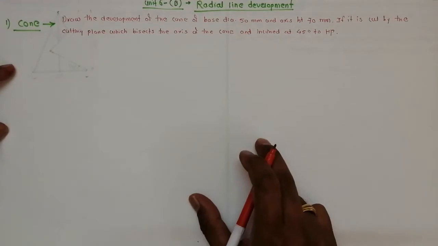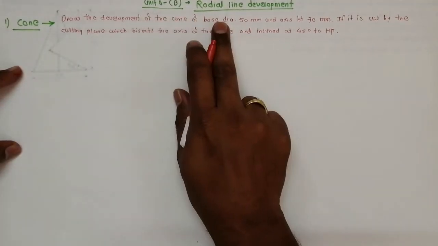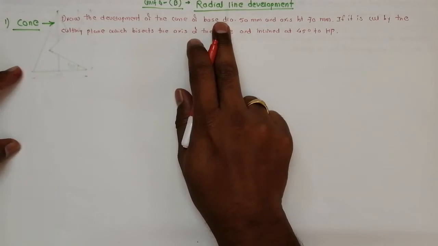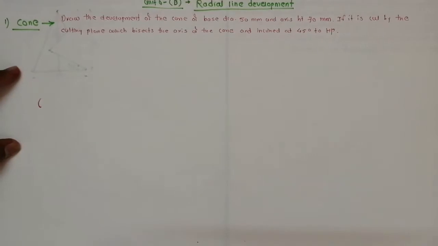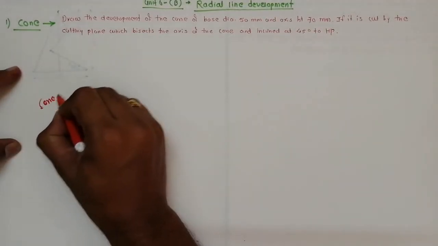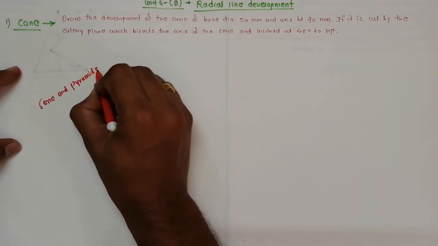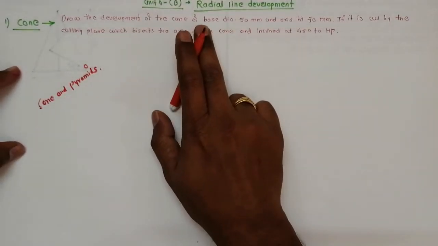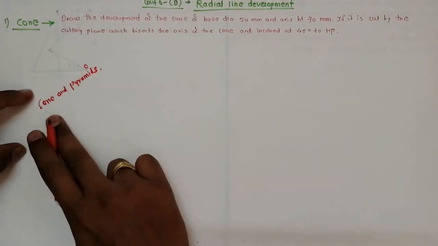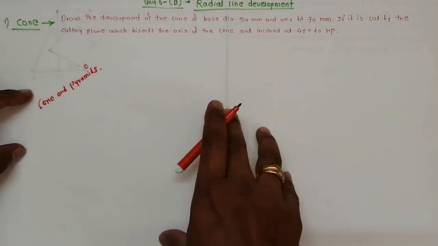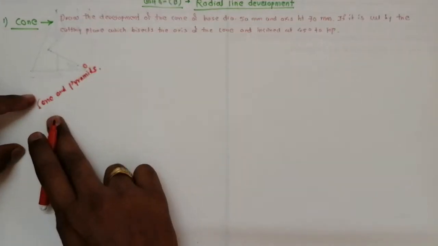In this video, we are going to discuss part B of unit number 6, that is the radial line development method. This radial line development method is used for the cone and pyramids. Before that, we have seen the parallel line development method, which is used for cylinders and prisms. Now in this video, we are going to discuss the radial line development method for the cone.